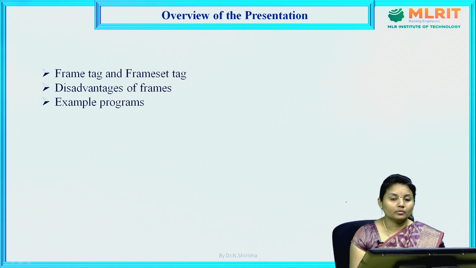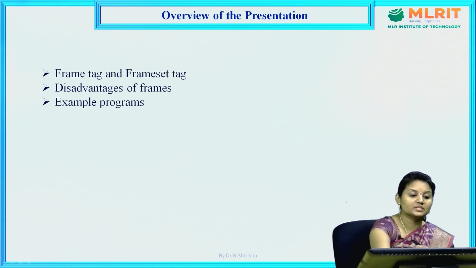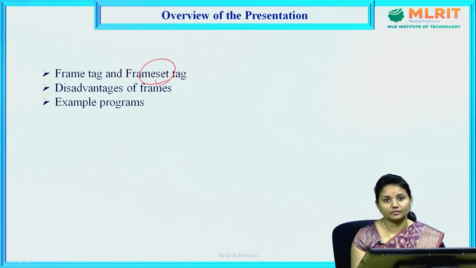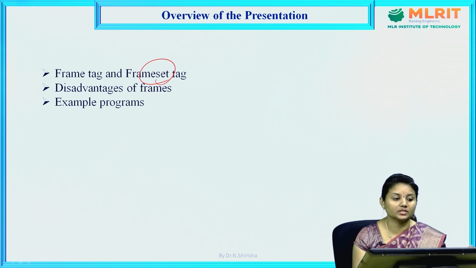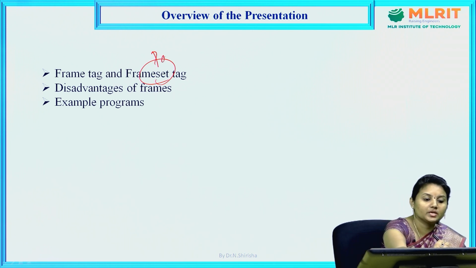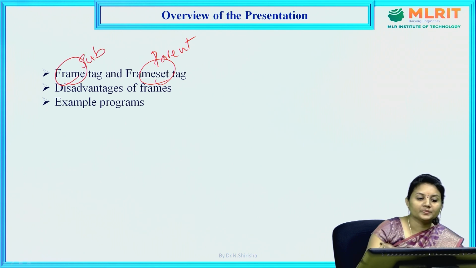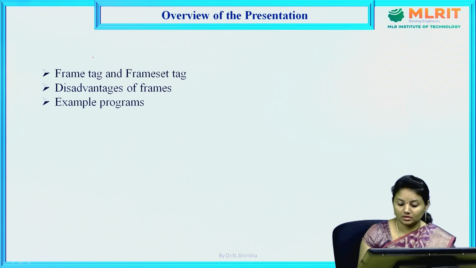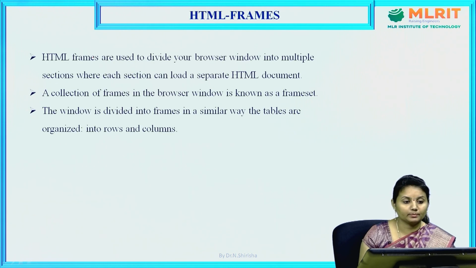The overview of the presentation is all about the frame tag and the Frameset tag. Frameset is a tag that is used to create a frame. Frame is a sub tag of the Frameset tag. So the Frameset tag will be the parent tag and the frame tag will be the sub tag, and there are also some disadvantages for frames that we will see along with the examples.